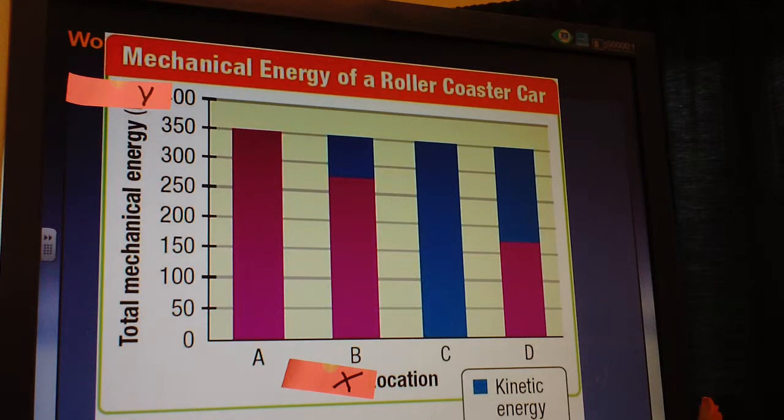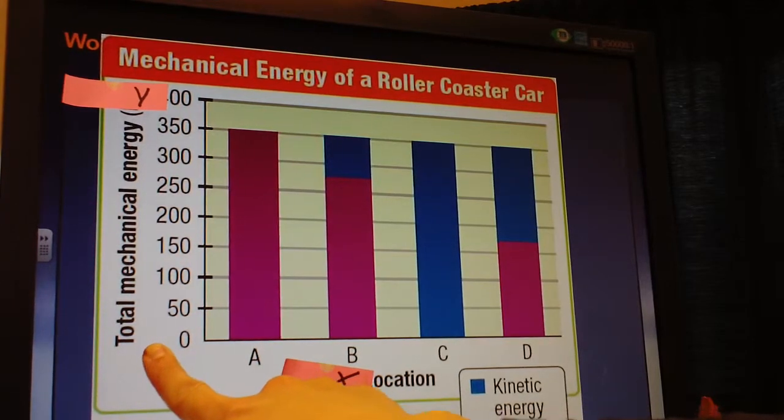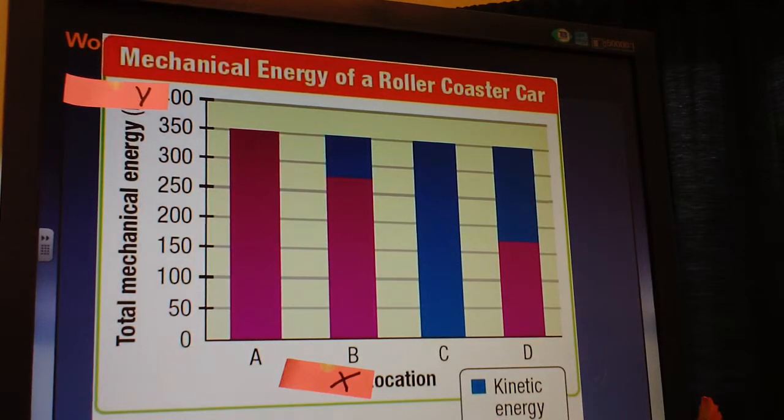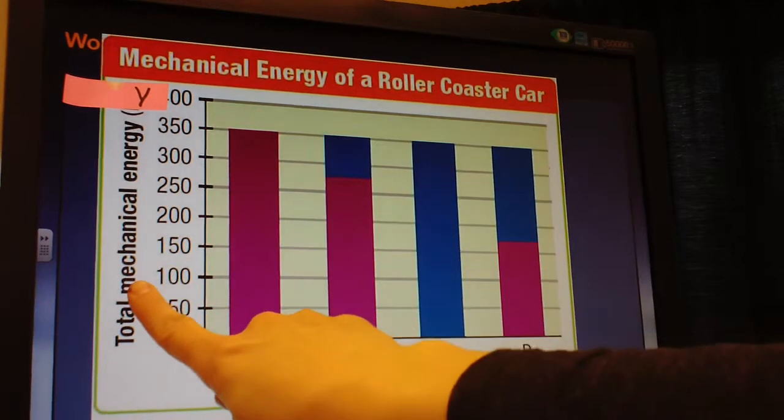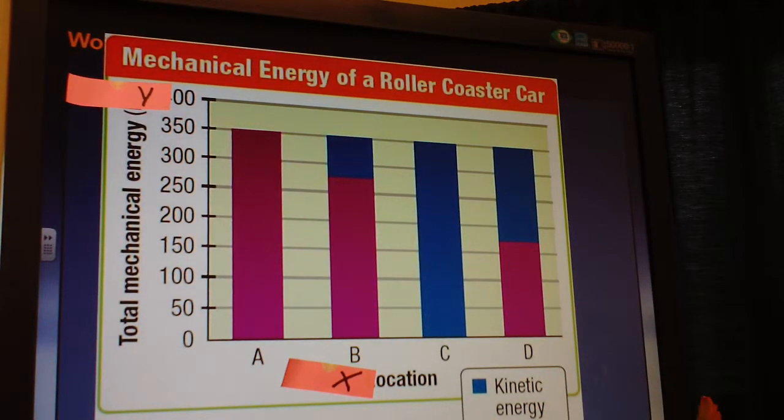Now number 3 states, examine the legend and how it relates to the graph. Well, according to the graph, this side is just total mechanical energy. The legend explains for you that mechanical energy is actually made of two things. It's made of both kinetic and potential energy.